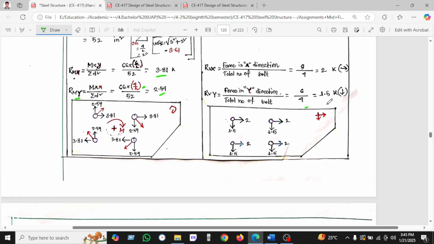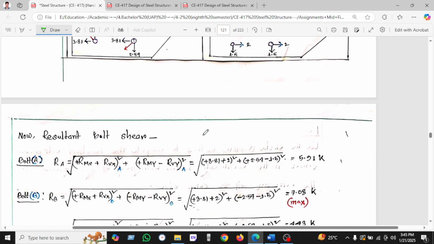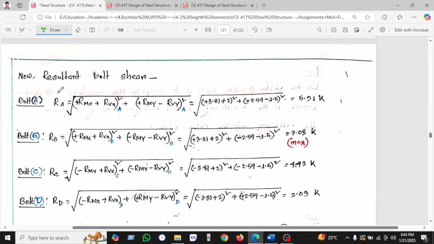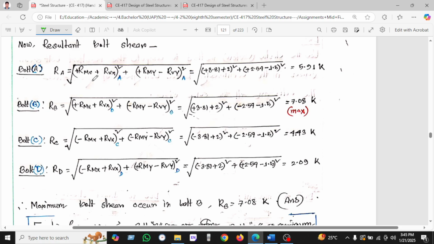So we found 1.5. If we calculate the direct shear, horizontally and vertically, we divide it here. Now we will calculate the resultant bolt shear. In bolt A, R equals root over (Rx squared plus Ry squared), and the same for B, the third one is C, and the fourth one is D.